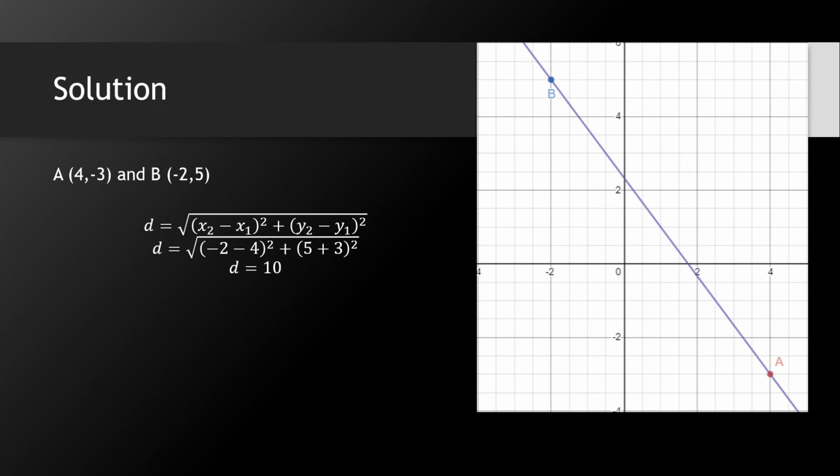So for the abscissas, negative 2 minus 4 squared plus 5 minus negative 3 squared. That will become 6 squared plus 8 squared. That will be the square root of 100, and the distance is equal to 10.